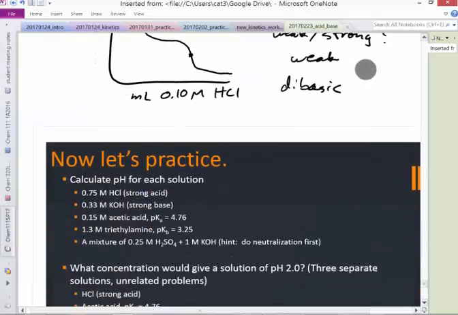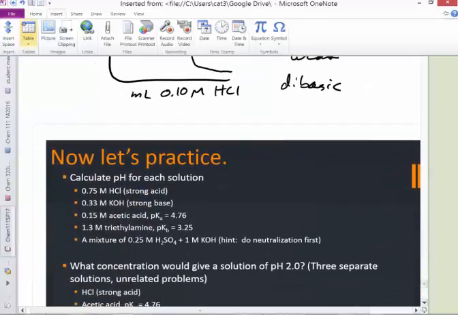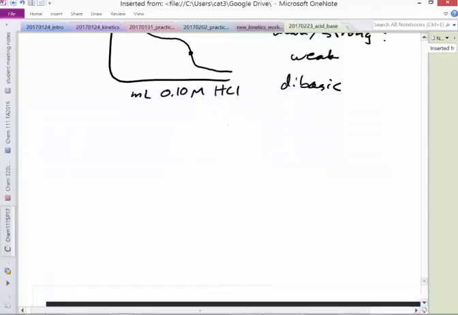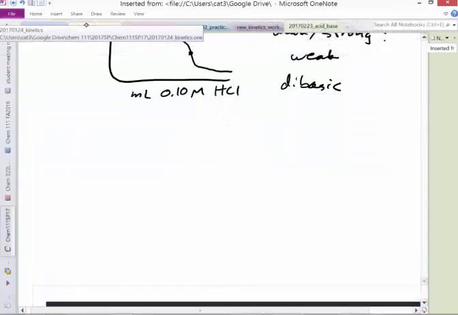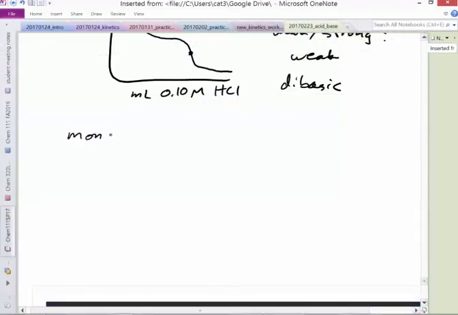So let me draw a strong base and a weak base. And so there was a diprotic, but let's do mono or dibasic. Let's do monobasic. Strong and weak.